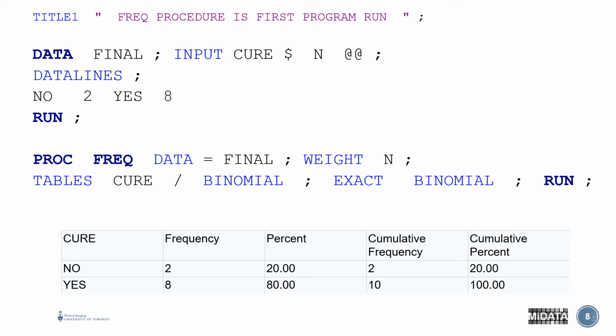Datalines. Now I'm entering the data. So I have, for cure no, 2 counts. For cure yes, I have 8 counts. Run, which means away we go. Let's put the data set together.